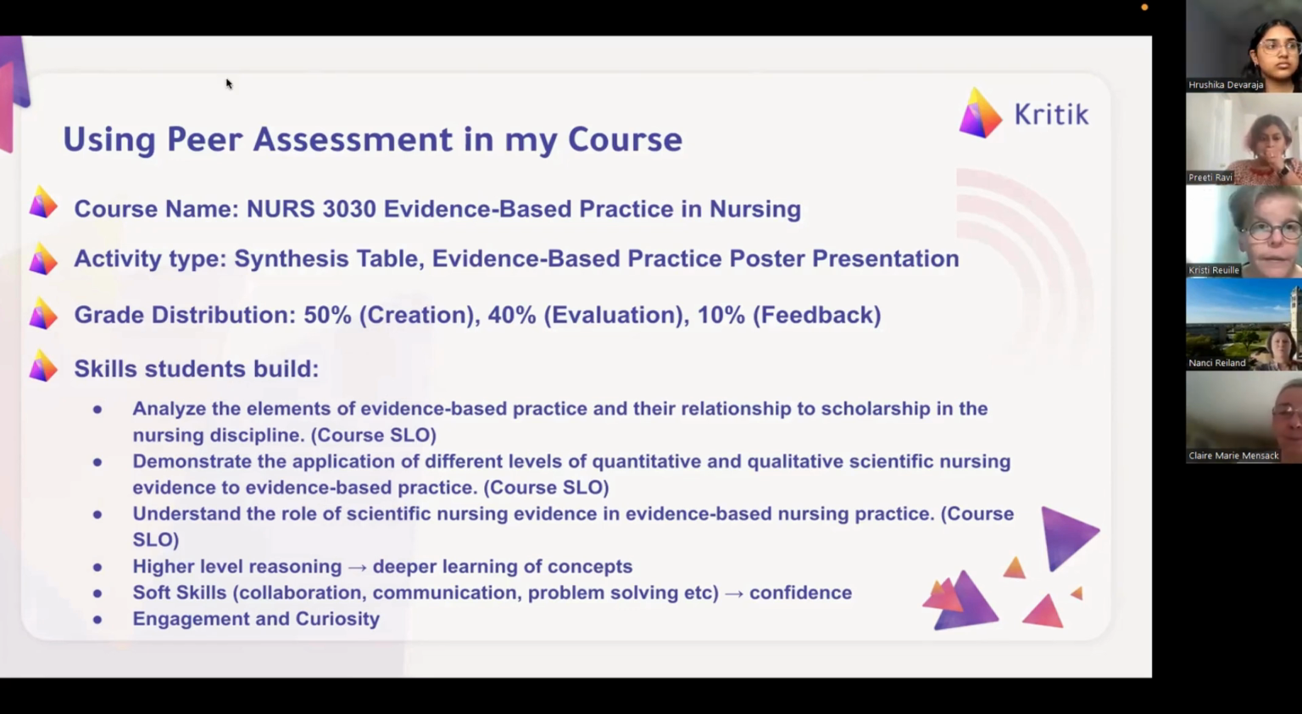Interestingly enough, students are sometimes confused by all of the things that we're doing in my course, but they don't have concerns about Kritik. So it's kind of interesting.